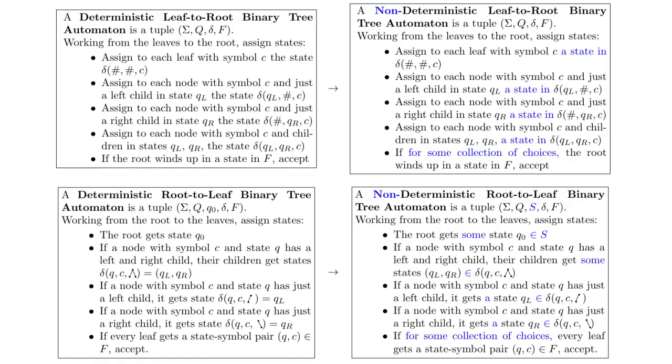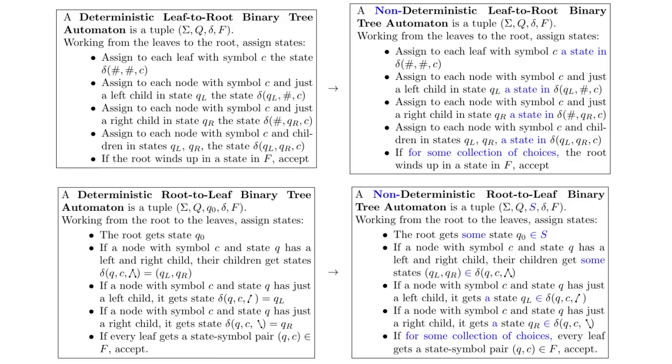And you can make exactly the same sort of modification for our deterministic leaf-to-root tree automata. I guess there is no start state for those, so we don't need to worry about that. But again, we just have our transition functions output, instead of a single state that we could wind up in, output a set of possible states that we could wind up in. And again, you're just checking if there's some run that gives you an accept state associated to the root.